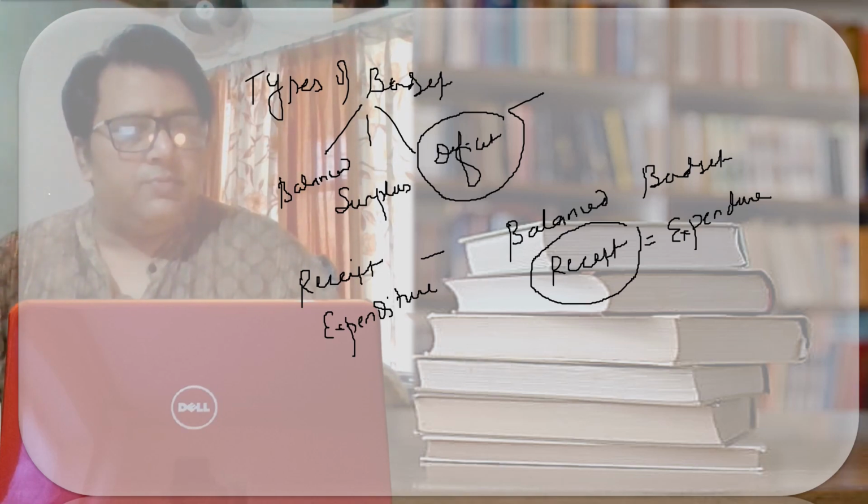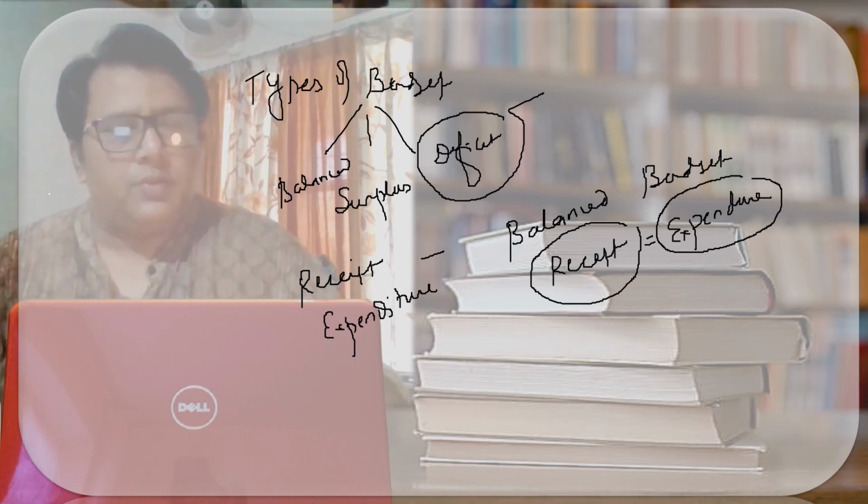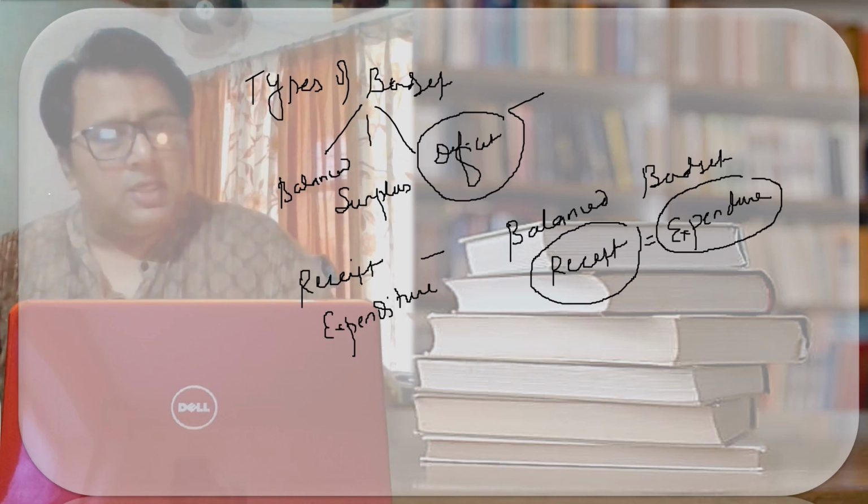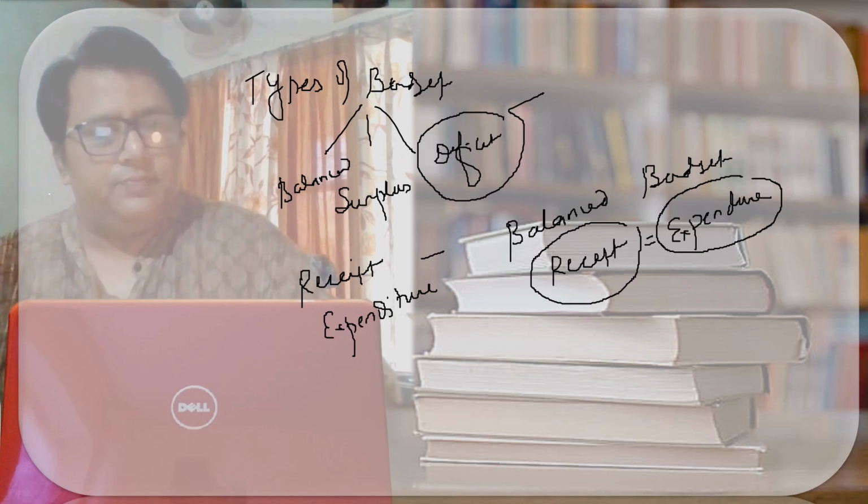And what is expenditure? The money which the government raised is called receipt, and the expenditure means the money which the government spent is called expenditure. So raising of money is called receipt and spending the money is called expenditure. So where the receipt and the expenditure are equal, that type of the budget is called the balanced budget. I hope the point is clear.